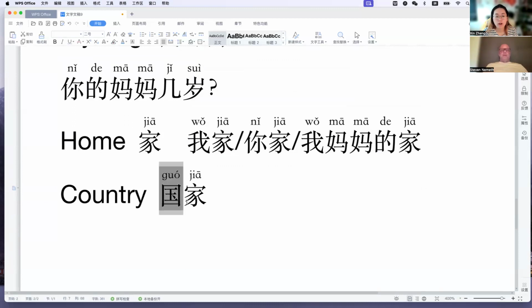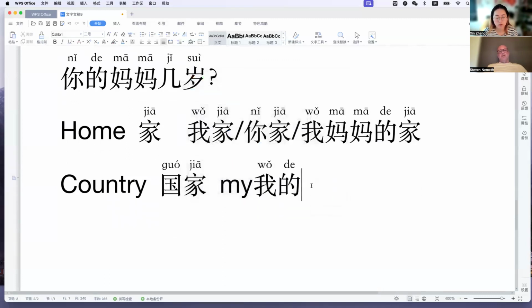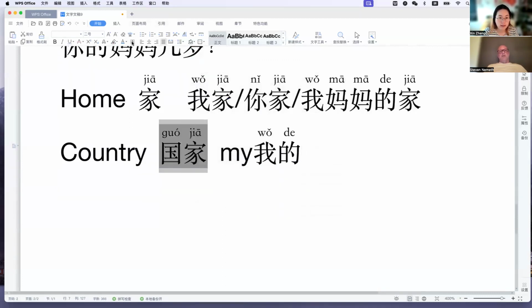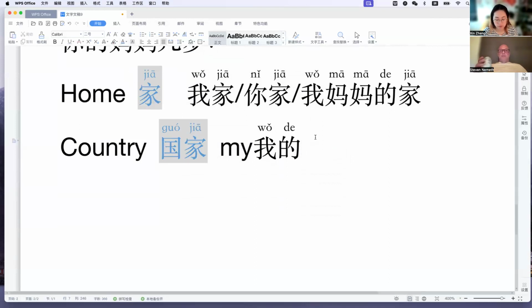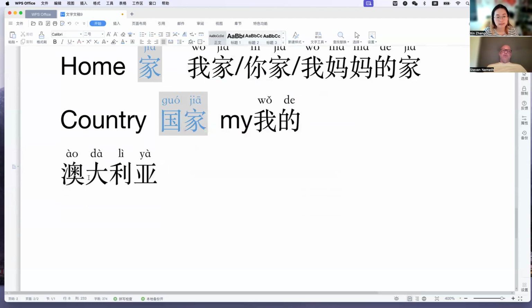Guo jia. 国家. How to say my country, for example? 我的国家. Okay, 好. 国家 is important, the home of a country. So of course the first one is Australia, 澳大利亚. I remember that one. Odalia. 澳大利亚.